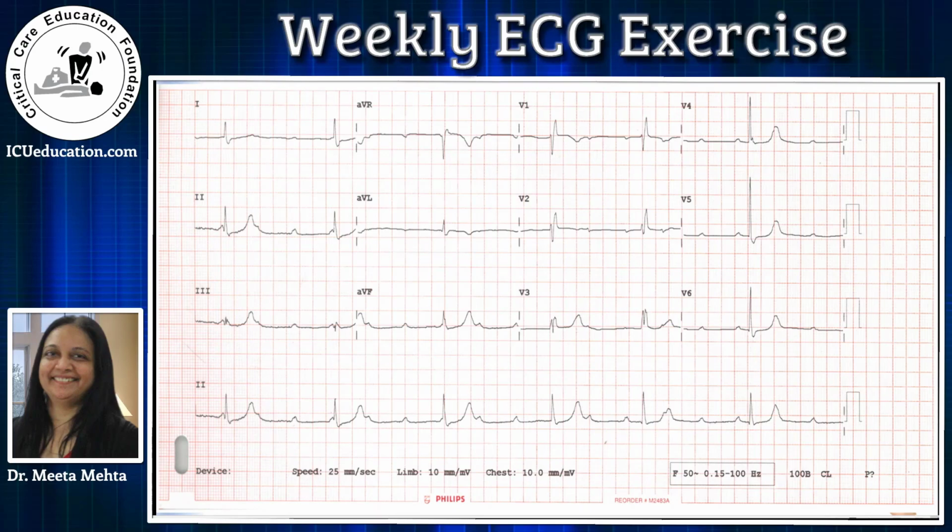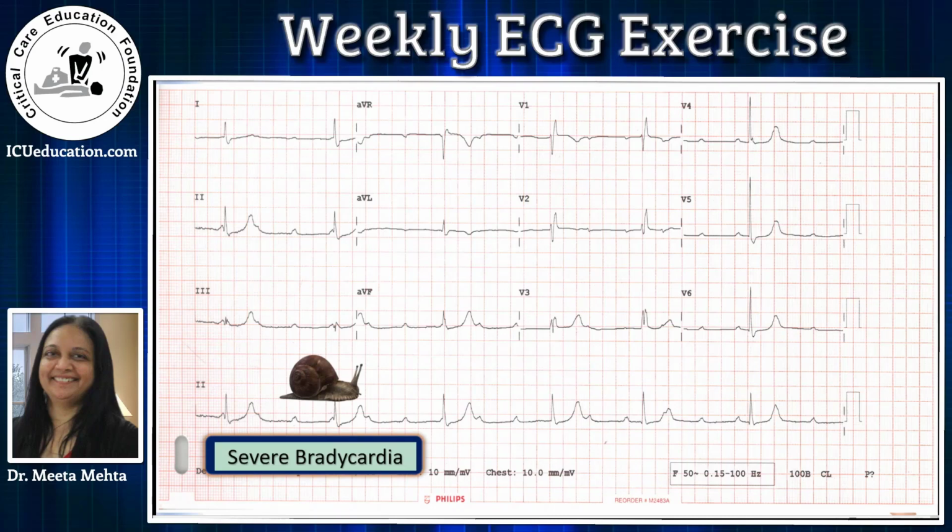I request you to pause the video and write down your findings, and then resume the video again for better understanding. If you grossly look at this ECG, you will know that this patient has a very slow heart rate. So let us count how much his heart rate is. Count the number of R waves in lead 2, which are 6. Multiply that by 6 and you get a heart rate of 36 per minute. This is severe bradycardia.